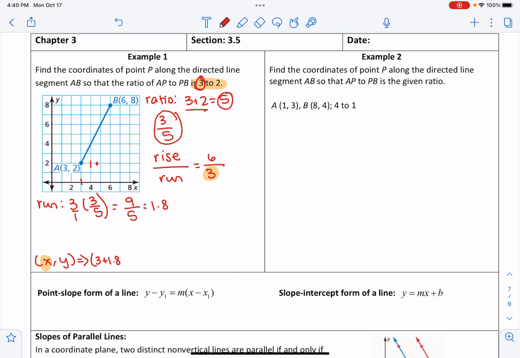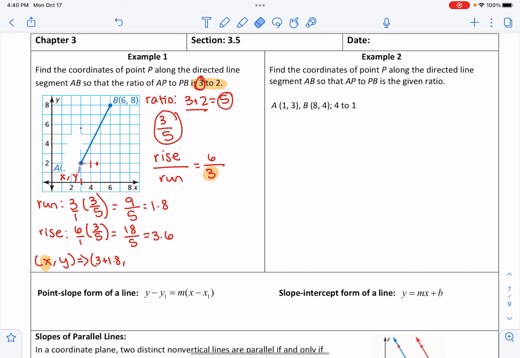Okay, comma, now we're going to do this for my rise. We're going to do this for my y's. I just took care of my x's. Now I'm going to take care of my y's. Now remember, y's are rise. My rise is 6. And again, I want 3/5 of 6. So I'm going to put that 6 over 1, and I'm going to get 18/5. 18 divided by 5 is going to be 3.6. So from that 2, where my y is, I need to go up 3.6.